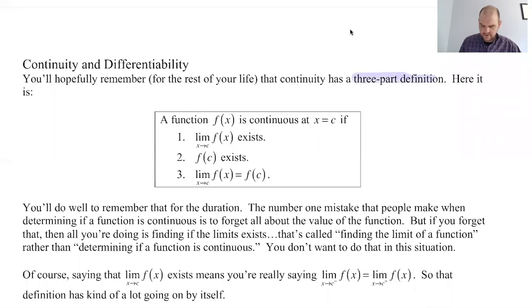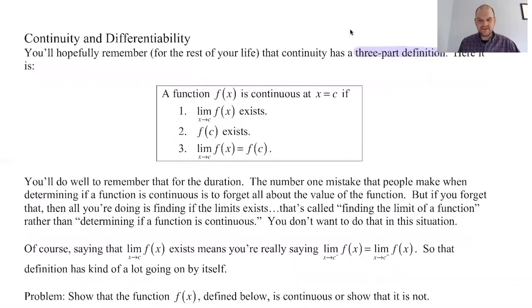So, 3-part definition. I like to count them off on my finger. Limit exists, function exists, limit equals the value of the function. So 3 things. And when we find that something is continuous, we'll just step through that, right? Limit exists, function exists, limit equals the value of the function. That'll tell you that a function is continuous at a point x equals c.